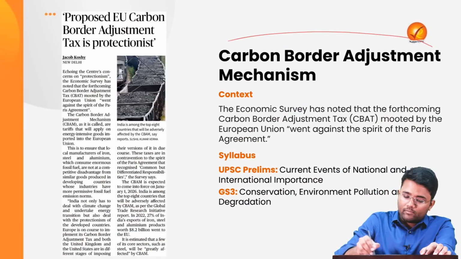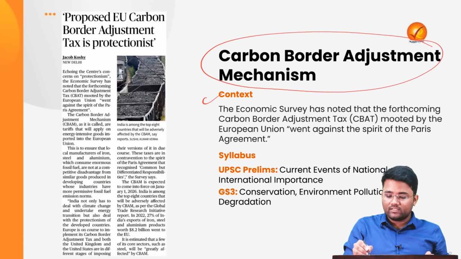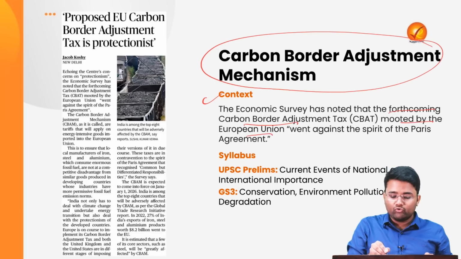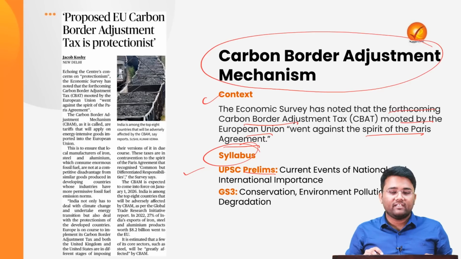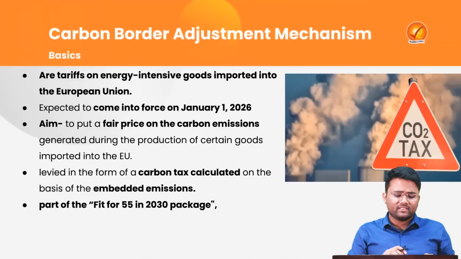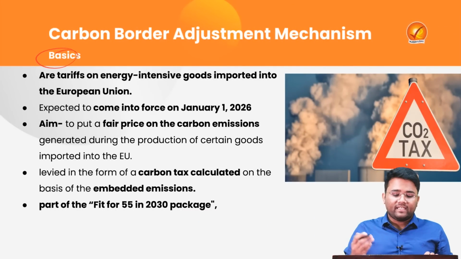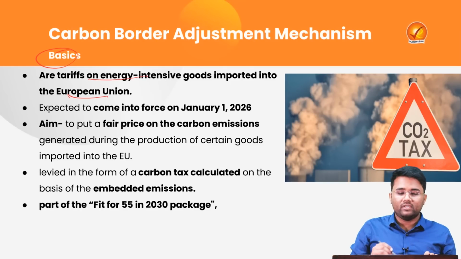Our next topic is the carbon border adjustment mechanism. The context of this topic is that the Economic Survey has noted that the forthcoming carbon border adjustment tax, that is CBAT, mooted by the European Union, went against the spirit of the Paris Agreement. This topic pertains to the syllabus of your UPSC prelims, current events of national and international importance, and the syllabus of your GS paper 3, conservation, environmental pollution and degradation. Basically, the carbon border adjustment tax or mechanism consists of tariffs on energy intensive goods imported into the European Union.